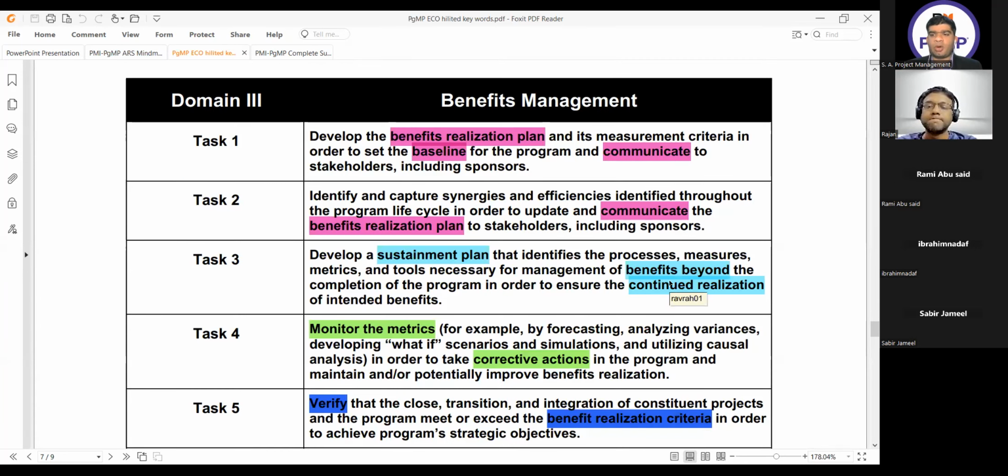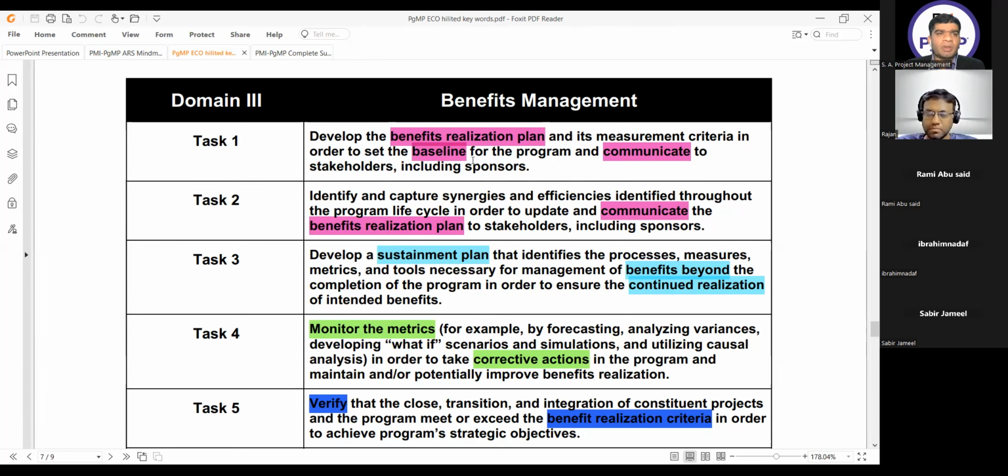So these are the ECO tasks of the benefits management domain. Task 1, develop the benefit realization plan and its measurement criteria in order to set the baseline for the program and communicate to stakeholders including sponsors. So benefit realization plan and benefits management plan are the same thing. In the standard it uses benefits management plan, whereas in the ECO it uses benefit realization plan. So nothing to worry about. The baseline work is only in 2 steps. Here it is talking about the plan to set the baseline for the measurement criteria.